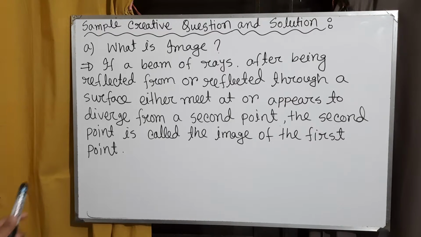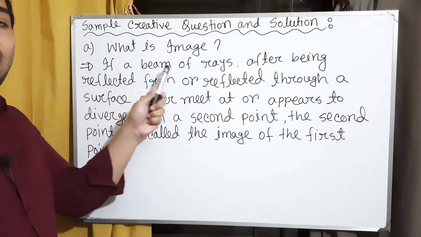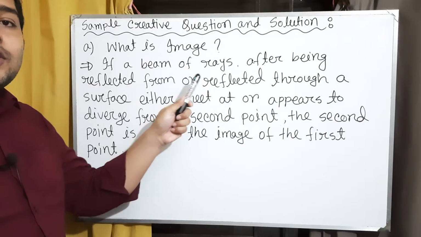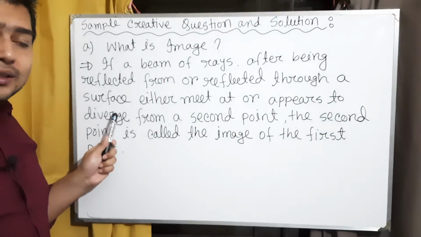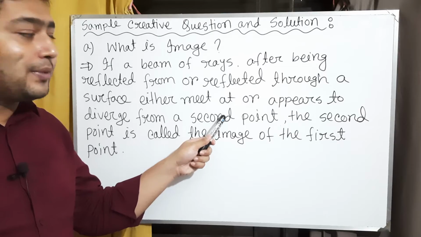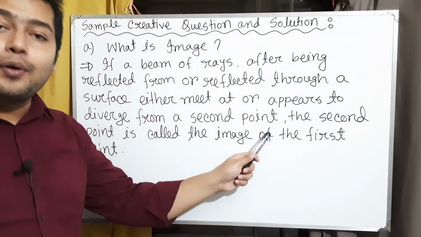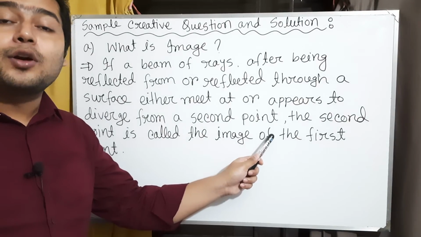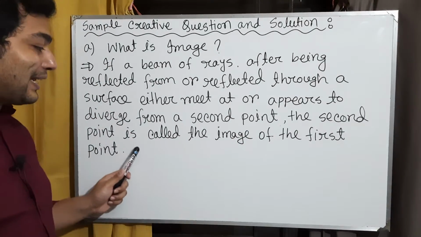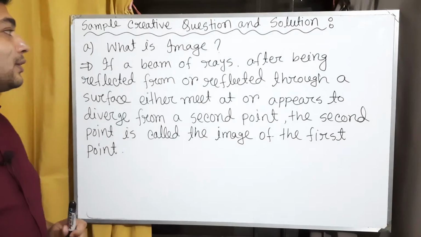So our question A is, what is image? The answer is, if a beam of rays after being reflected from a surface either meet at a second point, for a concave mirror, or appear to diverge from a second point, for a convex mirror, the second point is called the image of the first point. So this is the answer for question A.